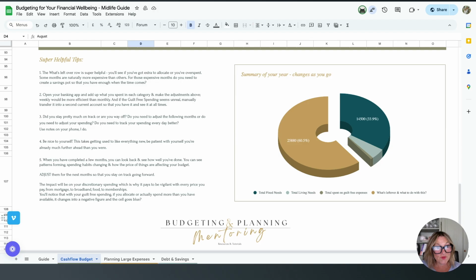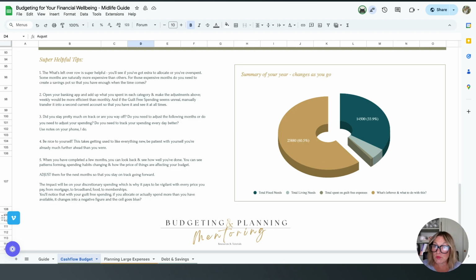So you might find it really useful to have a look at a visual. I've done a really simple one for you. I know there's some really complex ones that look amazing, but I like simple. So here is a summary of your year. And obviously the pie chart changes as you go.